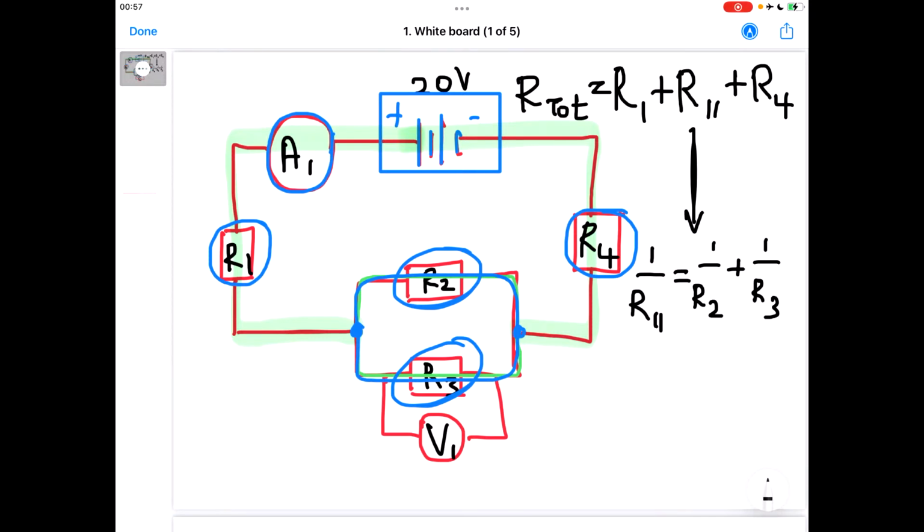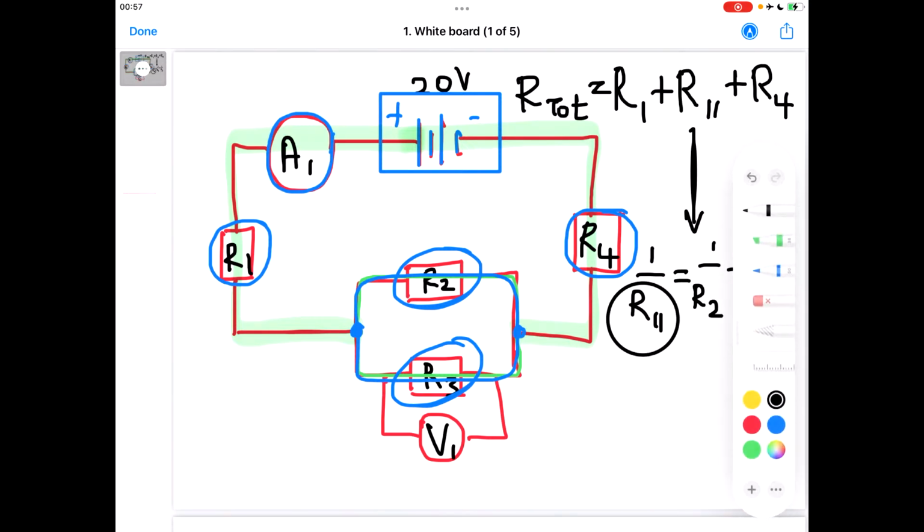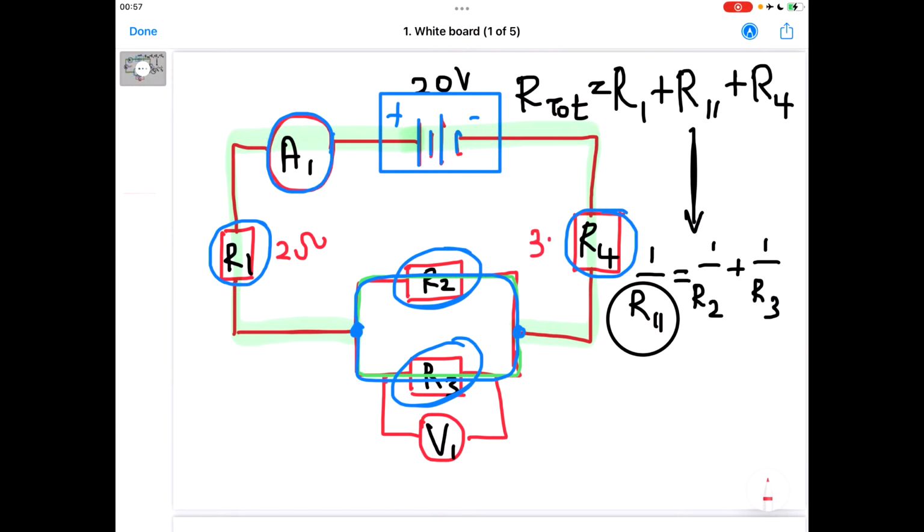Let's say for some reason that one was 2 ohms. That one there, let's say it was 3 ohms. This one, let's say it was 5 ohms. And then this one, let's say it was 7 ohms. I'm just giving you examples for you to know that you've actually calculated R parallel correctly.